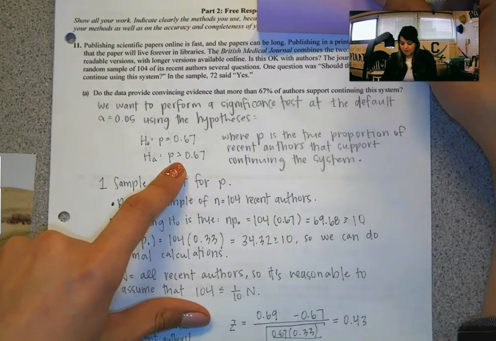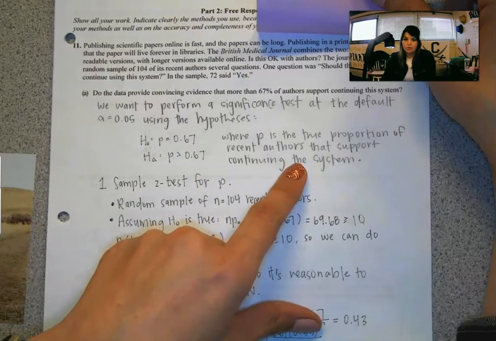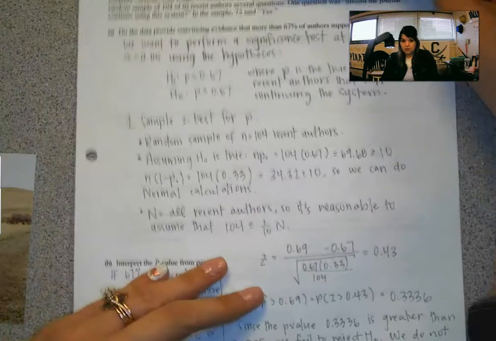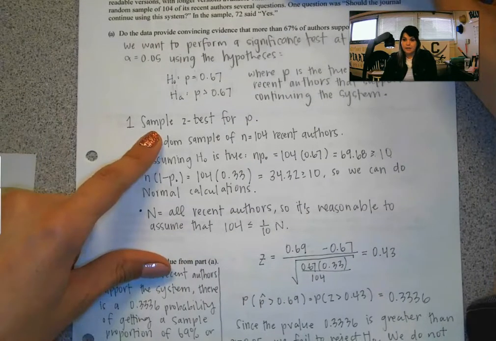The one thing that you want to be careful about when you go through and word your answers is that you are using appropriate context. So we're talking about authors that support continuing the existing system. Make sure that you always label your tests. You must always label, is it a one sample Z interval? Is it a one sample T test? Is it a one sample paired test? For the last, I think, 2 units, it's really important that you label what procedure that you're doing.